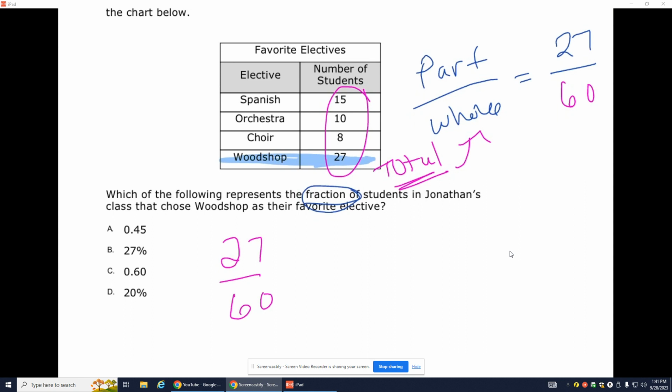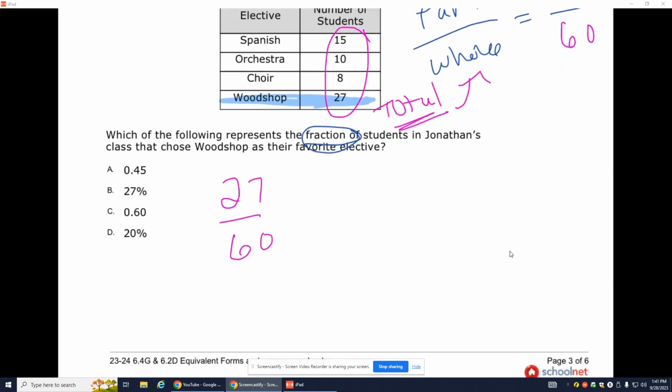So I can divide 27 and I can divide 60. A number that can go into both of those would be 3. I can divide them both by 3. And so 27 divided by 3 would give me 9. 60 divided by 3 would give me 20. And so this really helps out now because now I have 20 as a friendly denominator.